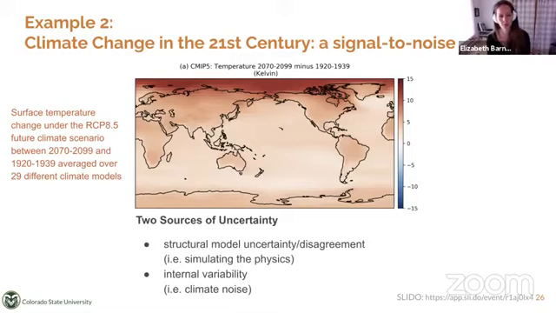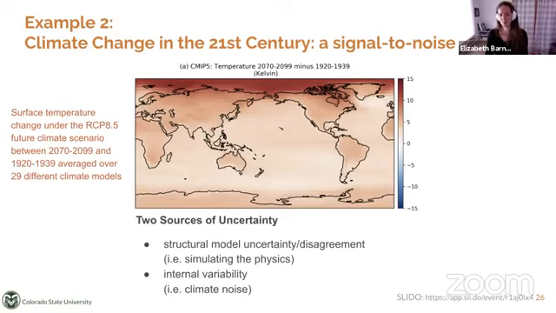It's really a signal to noise problem. If you look at this plot, this is a mean predicted change in temperatures between 1920 to 1939 and the end of the 21st century, 2070 to 2099. This has been averaged over many climate models, 29 different climate models. So we get a very smooth, pretty picture. As you can see, first of all, everything is red, and this is global warming, the Earth warming up with anthropogenic emissions. And we see that some regions are warming up faster than others.